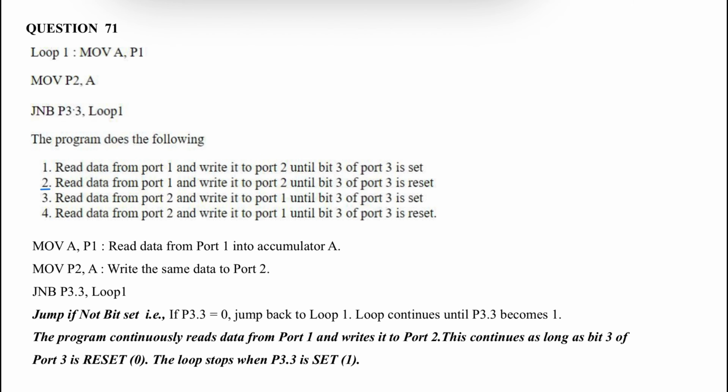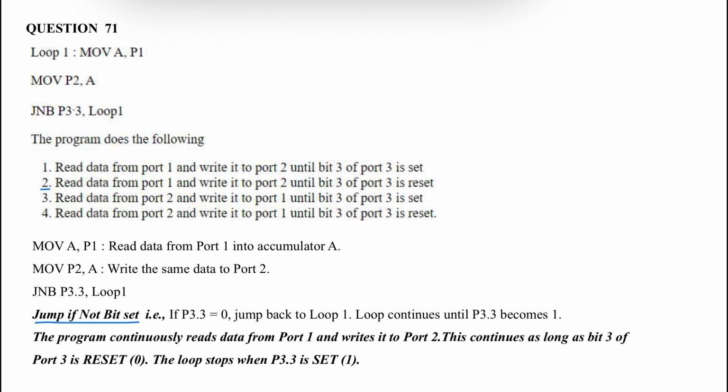Third line in program is JNB P3.3, loop 1. So jump if not bit set, that is if P3.3 is equal to 0, jump back to loop 1. Loop continues until P3.3 becomes 1. So JNB means jump if not bit set. If it is set, the loop terminates. If it doesn't set, that is if it is 0, the loop continues.